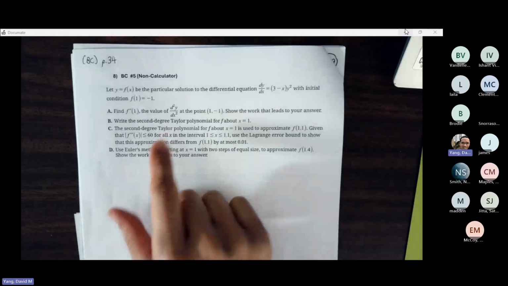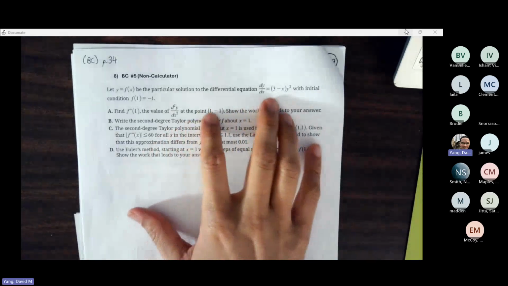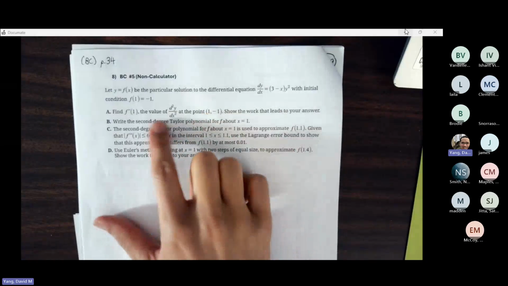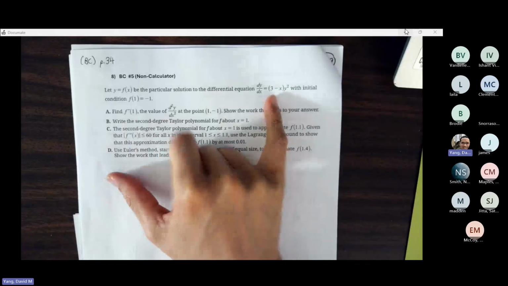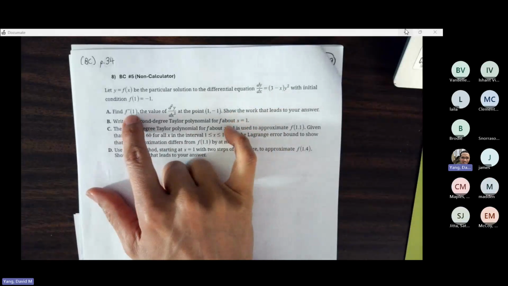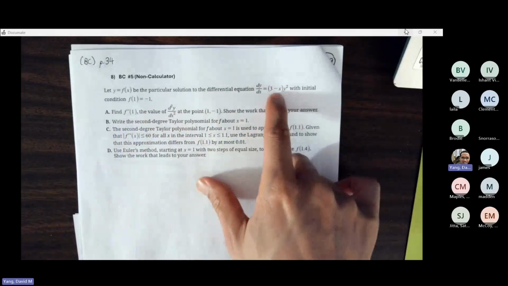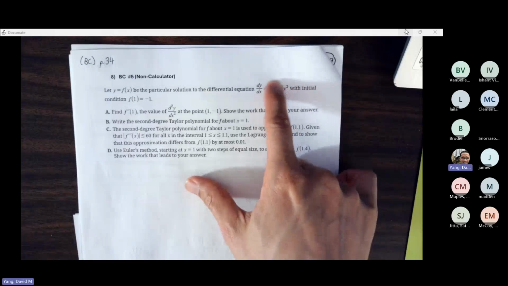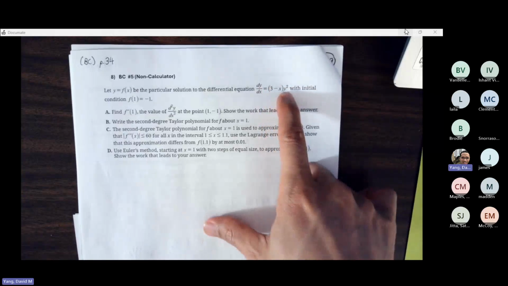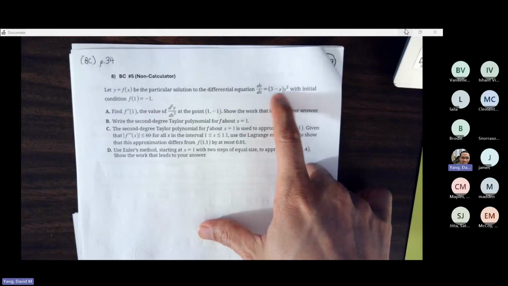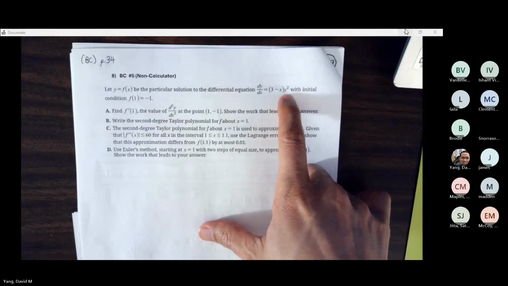Let y equal f of x be the particular solution for dy dx with the initial condition. Find f double prime of 1. We already have y prime, so to get to y double prime, we have to find the derivative again. And another implicit will be involved because there's y, and then also we see there's a need for a product rule as well.